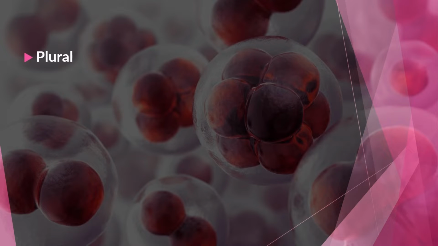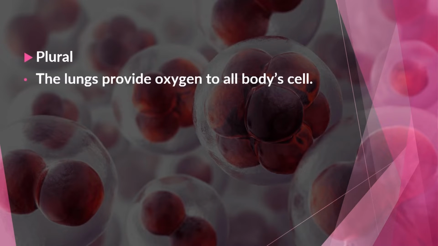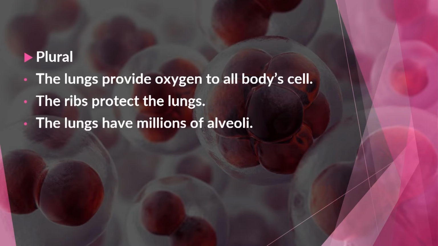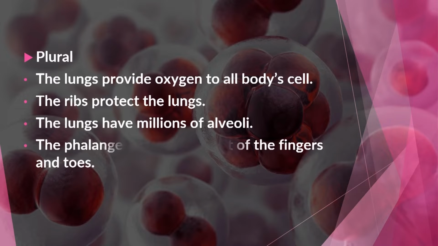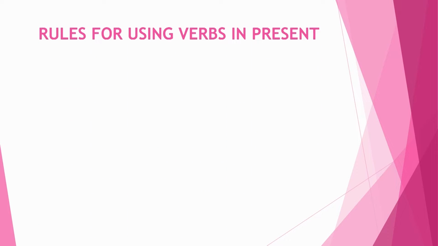So, for example, the lungs provide oxygen to all body cells. In this case, provide is the verb. The ribs protect the lungs. In this case, the verb is protect. The lungs have millions of alveoli. In this case, have is the verb. You can see, we don't change the verbs, right?